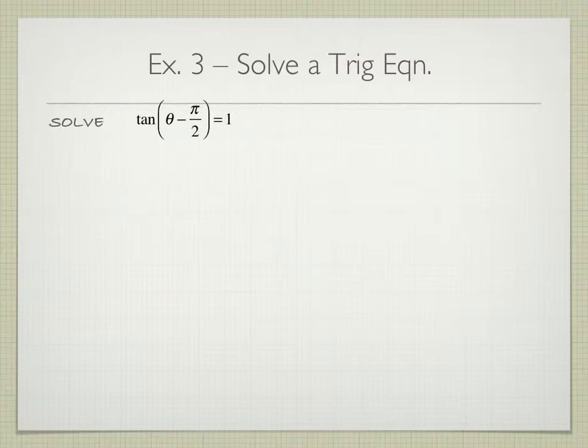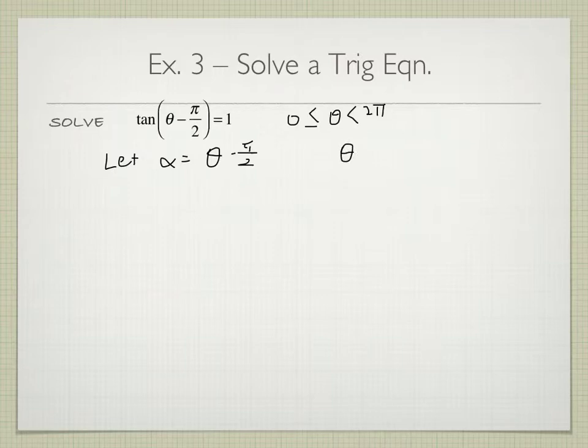Also, before we start, let's set the domain here. Theta is going to be between 0 and 2 pi. So let alpha equal theta minus pi over 2. And then let's set our domain. If we substitute that, let's change our domain here.